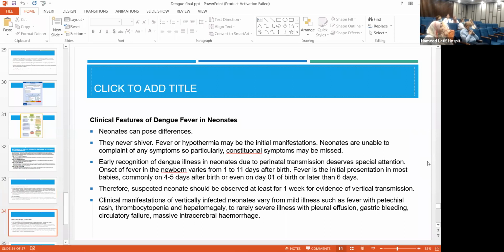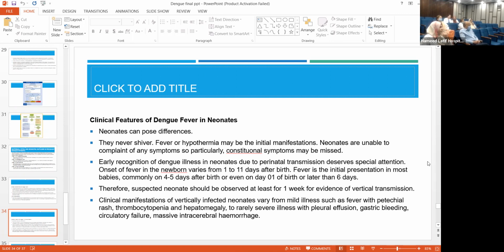The children are different, and they never shiver in fever or hypothermia. Maybe initial manifestations, neonates are unable to complain, so we should be more careful in them. Early recognition of dengue illness in neonates due to perinatal transmission deserves special attention. Onset of fever in newborn varies from 1 to 11 days after birth. Therefore, suspected neonates should be observed for 1 week for the evidence of vertical transmission.